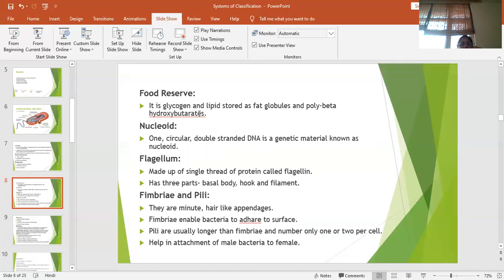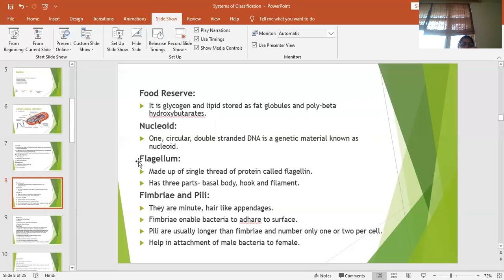Bacteria have different types of food reserves. It has glycogen or lipid stored in the form of different globules. Nucleoid, I have explained, has one circular double-stranded DNA. Double-stranded means two threads. DNA is made up of two threads. So this is a genetic material, and this is known as nucleoid.